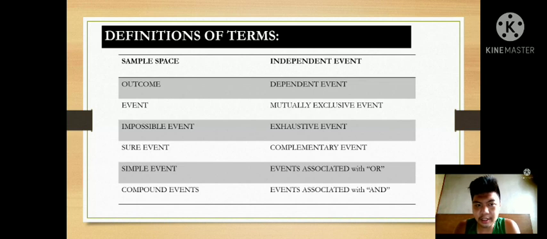Next, the definitions in terms of the sample space or an event in the random variable. First, sample space, outcome, event, impossible event, sure event, simple event, compound event, independent event, dependent event, mutually exclusive event, exclusive event, complement event, event associated with or, event associated with and.